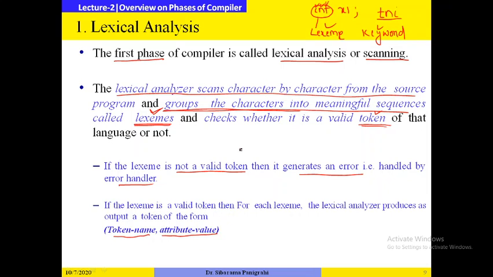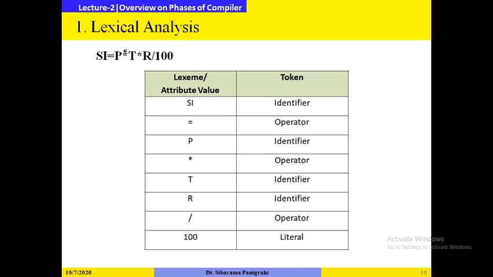Okay, so let us go through the running example SI = P*T*R/100. First it will scan character by character. S is a character, I is a character, next it gets an operator. So it will group these characters into a lexeme SI. This lexeme SI is an identifier, so it belongs to the token identifier. So it's a valid token. Valid token means it will group it as token, comma, attribute value. So SI is an identifier.